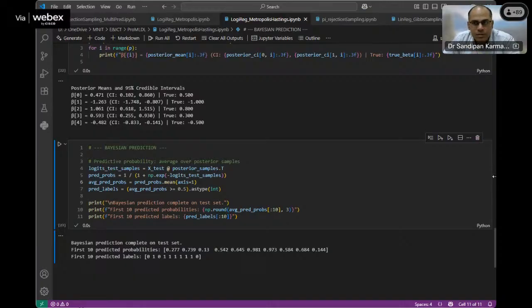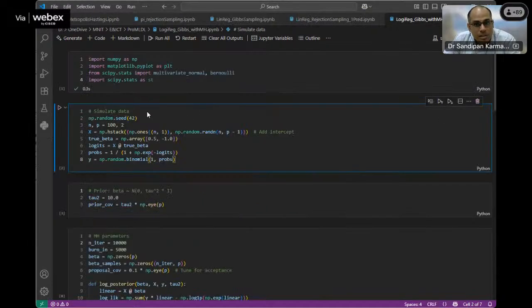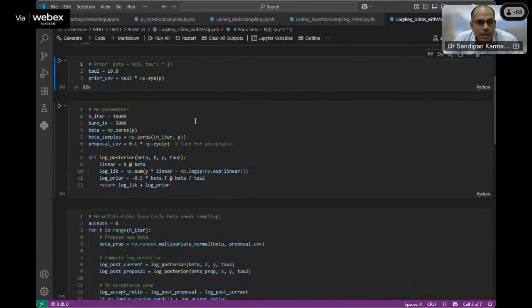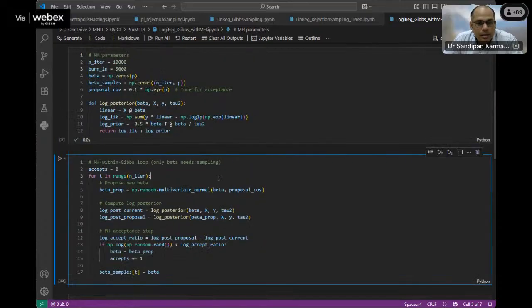Now the last one I'll be doing is logistic regression using Metropolis-Hastings inside Gibbs. Earlier it was only Metropolis-Hastings. Here now we are doing Metropolis-Hastings within Gibbs. So here I am doing two-parameter logistic regression, two predictors. Then you can actually check this Metropolis-Hastings within the Gibbs loop.